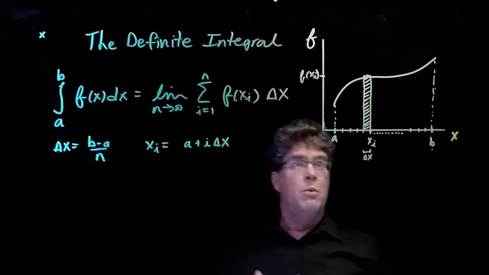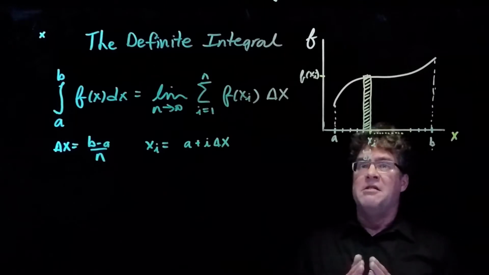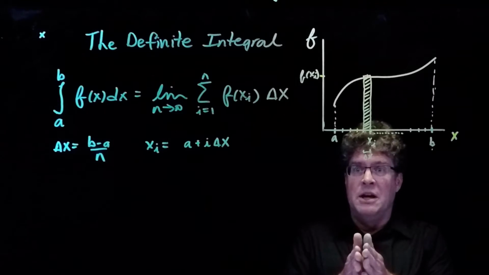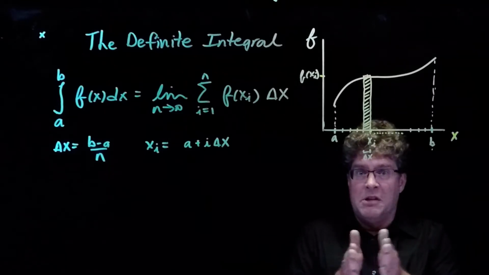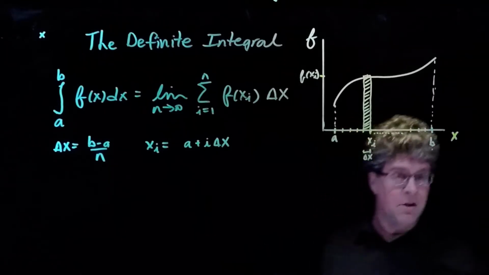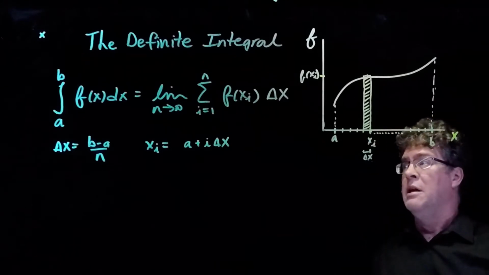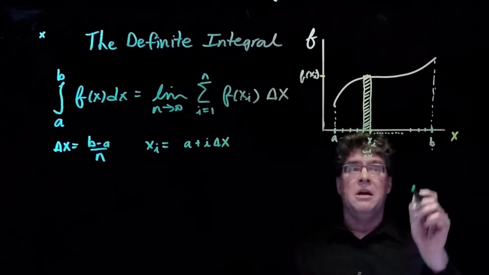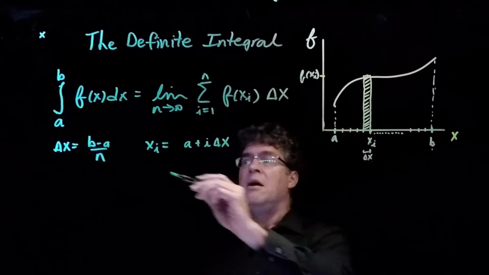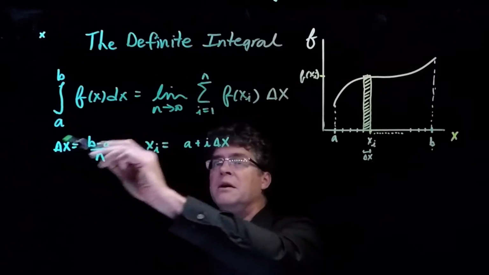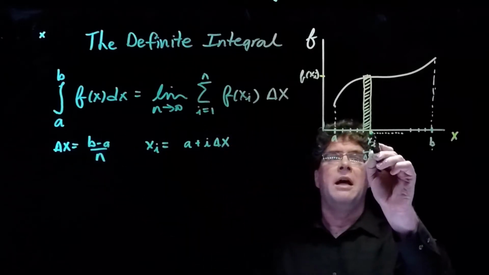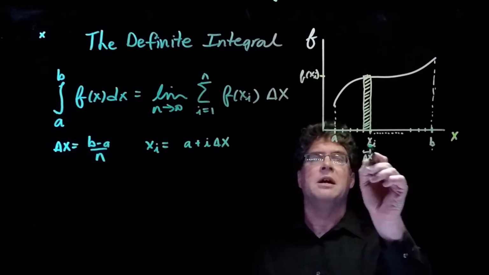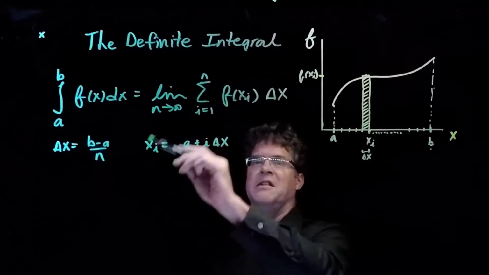Then when we add them up, we take the limit as n goes to infinity. We get a better and better approximation until we get the area, as the intervals get smaller and smaller. So we'd like to have an idea of what these interval sizes are. Delta x is b minus a over n, which is given right here. And to get to the point xi, we start at a and add on i times delta x. That's what this says right here.